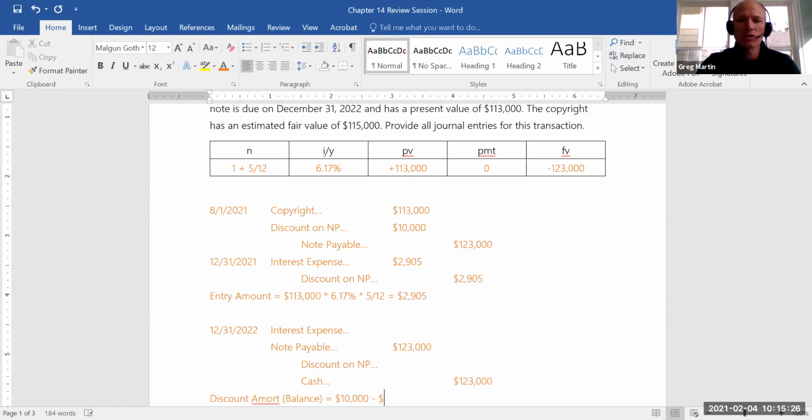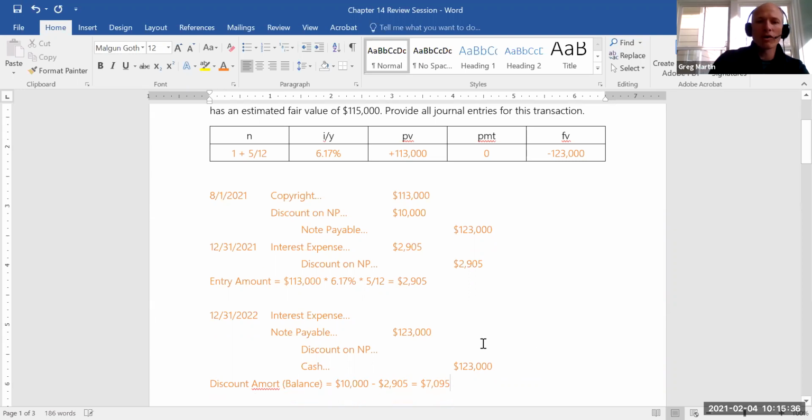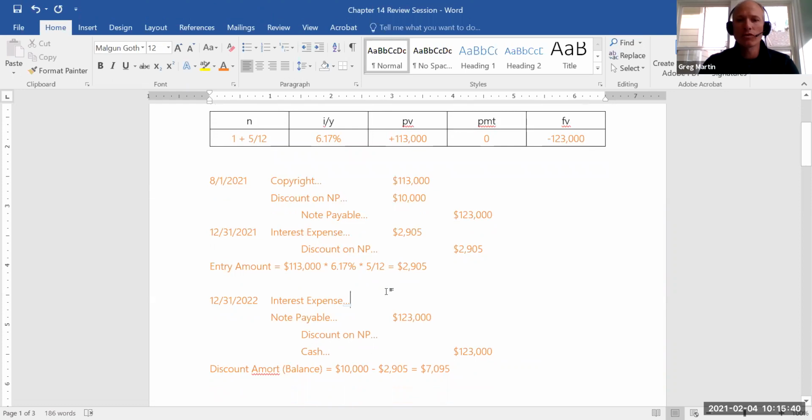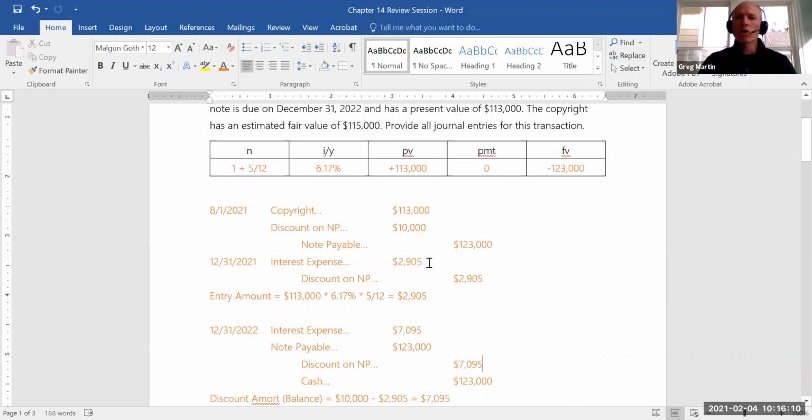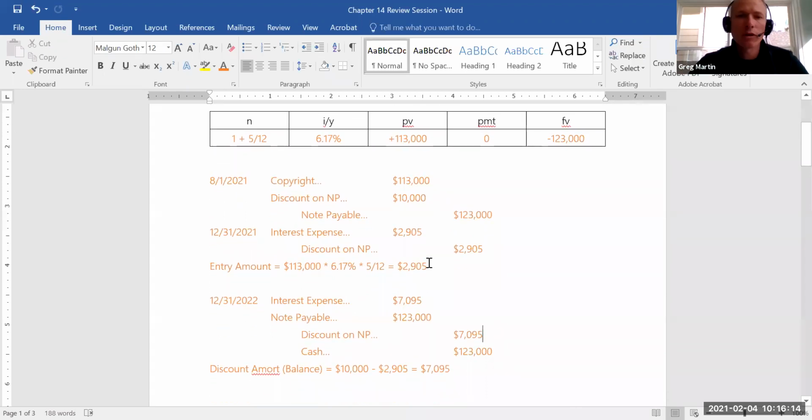We had previously amortized $2,905, which means that the remaining amount is $7,095. And so we know that the amount of amortization for the entire year of 2022 must be $7,095. And so that's just a shortcut way. If we had an amortization table, you would be able to add up columns and do some things like that. Again, with a note that's less than 2 years like this, an amortization table isn't really necessary. But any more questions on the note? Because we're done. That's the journal entries for the note.